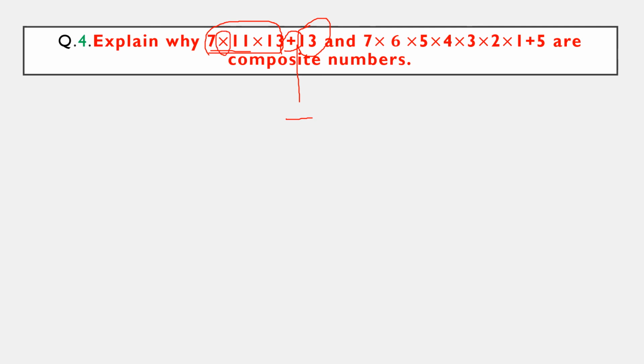Here also you have given one number multiplied. So till here it is one term, plus 5, so this is another term. Okay, so here he asked, explain why this number and this number are composite numbers.